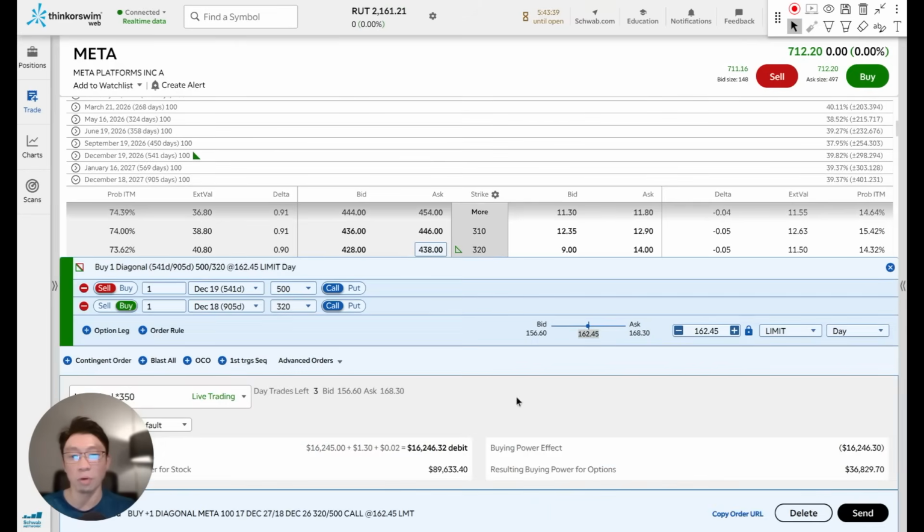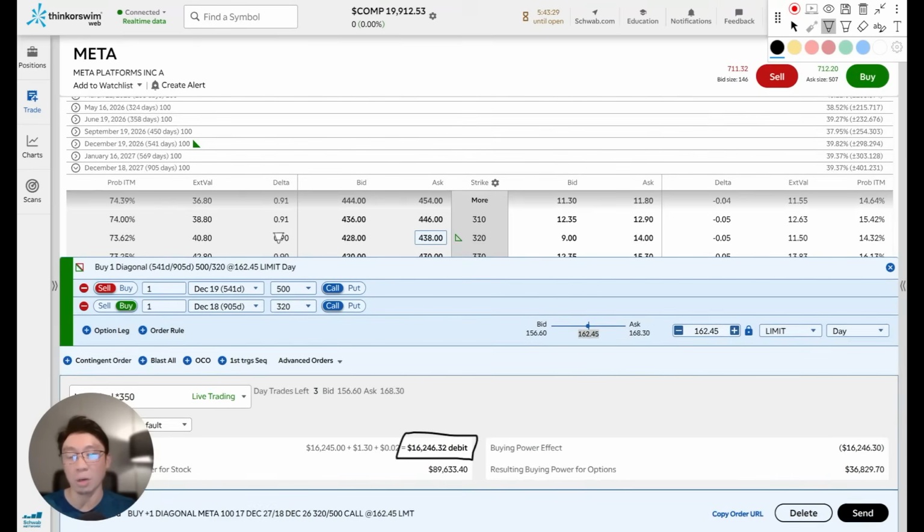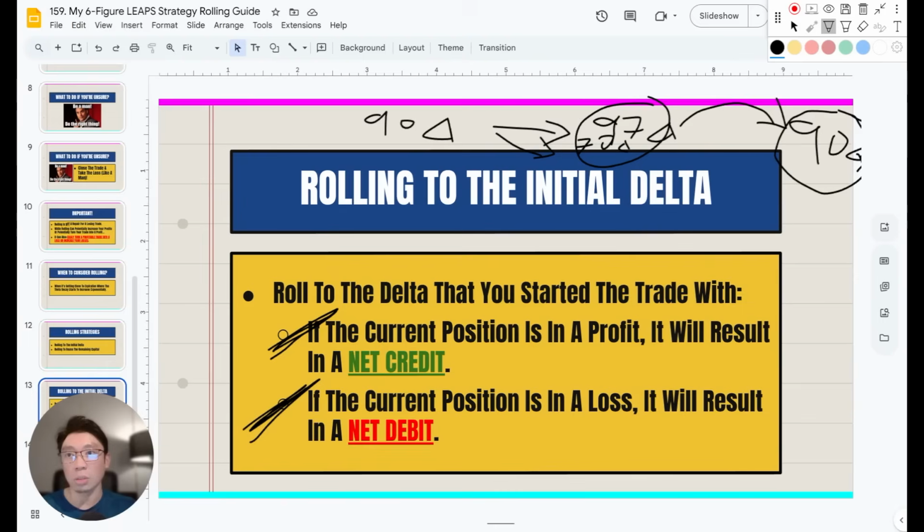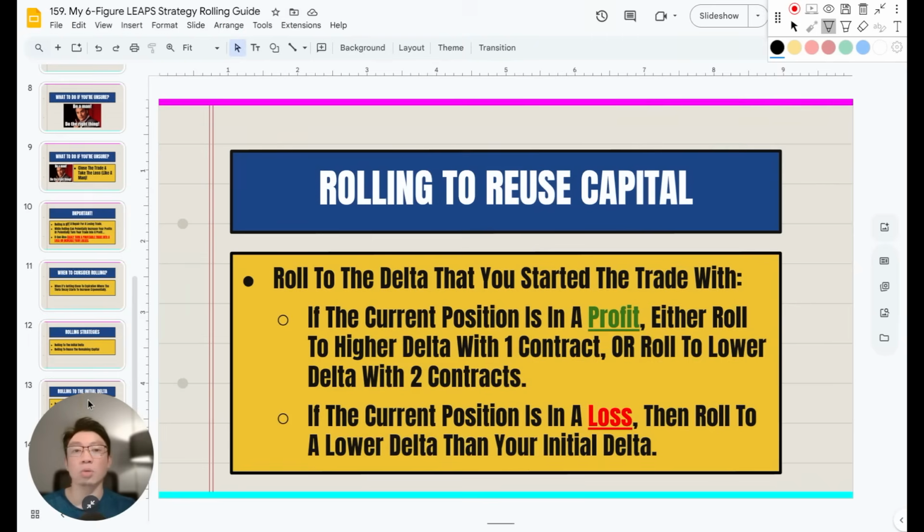So if I click the review over here, you can see that it says down here it's net debit. That means now you have to top up if you wish to roll it to this same initial delta which you had initially first put on the first trade. So this is why I say that if the current position is in a loss, it will result in a net debit.